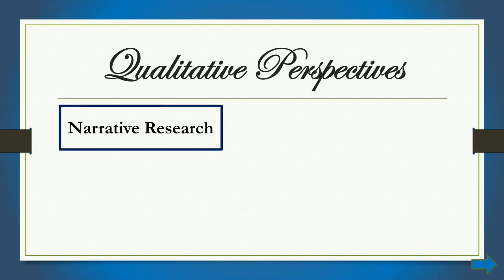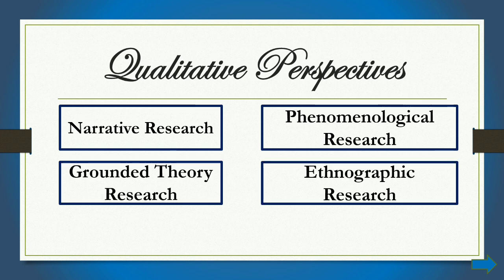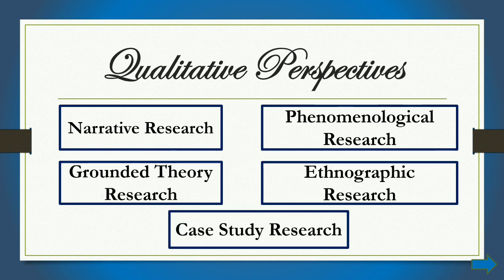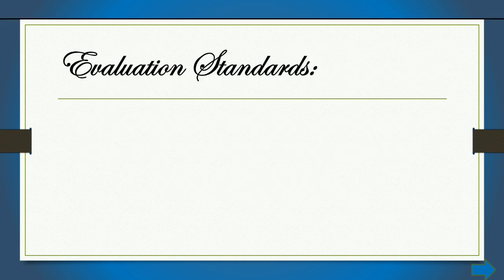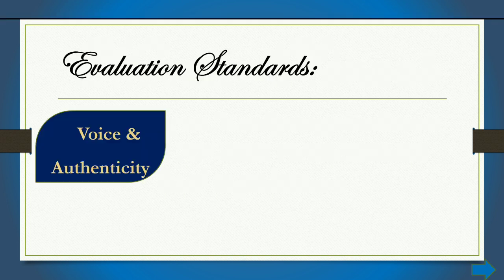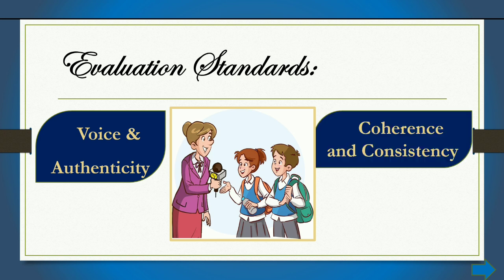The evaluation criteria for narrative research, phenomenological research, grounded theory, and ethnographic and case study research. We will talk about narrative research evaluation criteria first. Voice and authenticity. It ensures the participant's voice remains central. The narrative should reflect the person's perspectives and language.